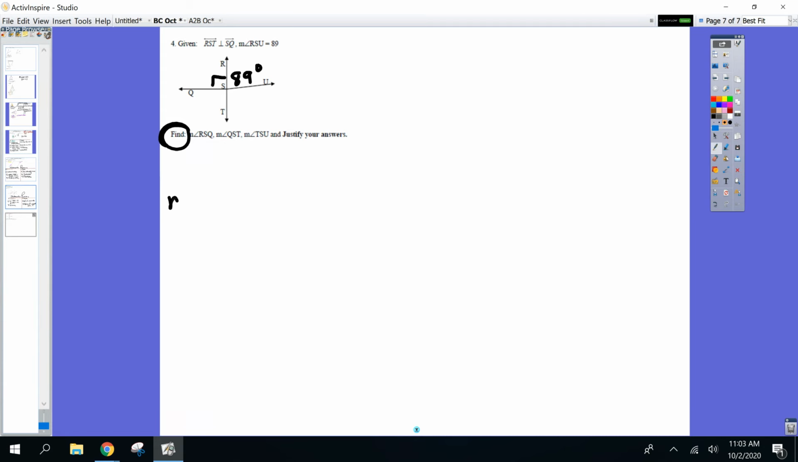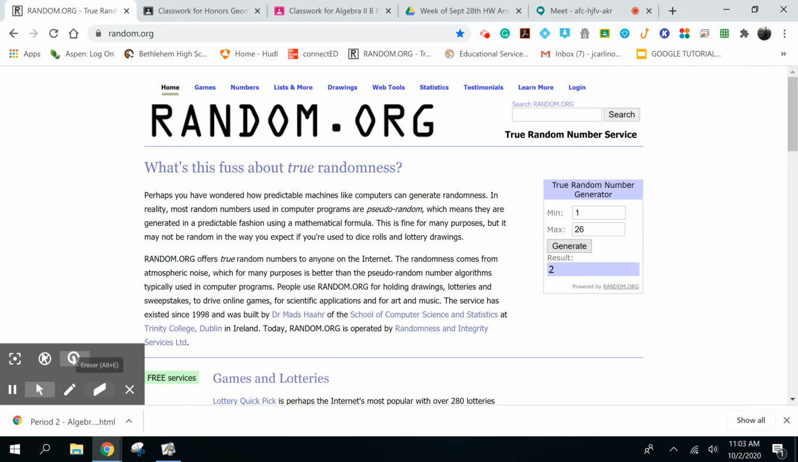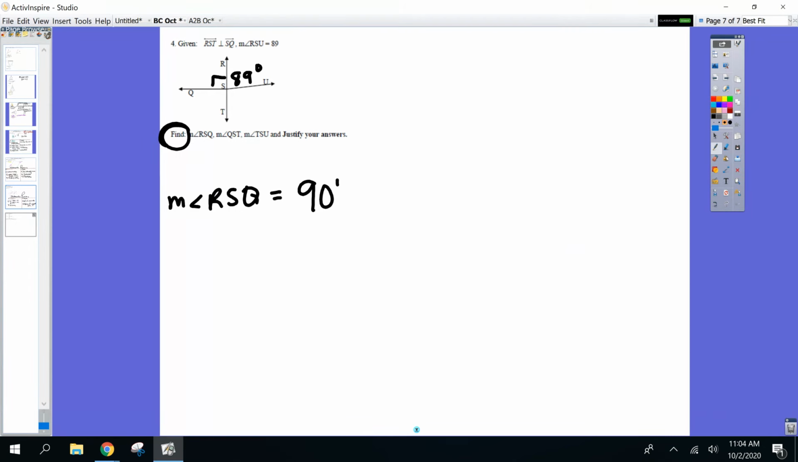All right, so the first question is measure of RSQ. You guys let me know. What's the measure of RSQ here? Sean. 90 degrees. Oh, honors kids, we got a little extra here now in the directions. Everyone see in the bold? Justify. Meaning, I'm about to ask Sean, why did he say 90? Because he's got to write a little reason right next to it why it was 90.